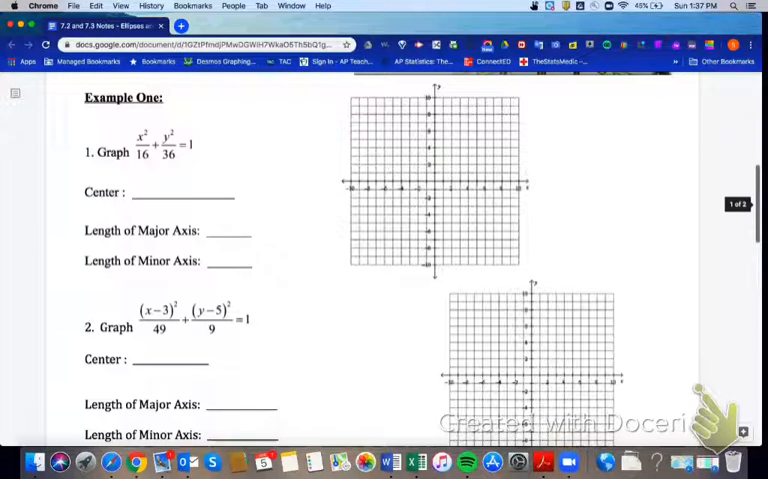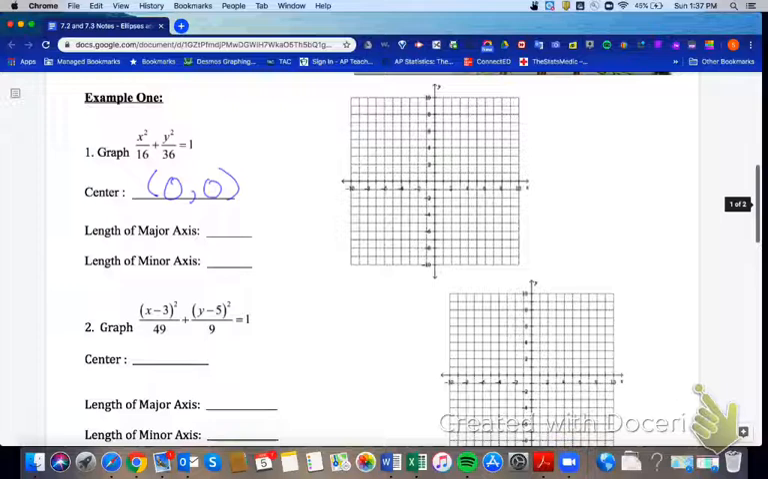So let's look at our first example. On our first example, we need to graph the ellipse x squared over 16 plus y squared over 36 equals 1. Okay, first thing we pick out is the center. The center is (h, k), from (x minus h) squared plus (y minus k) squared. So in this case, when it's just x squared over 16 plus y squared over 36, the h is 0 and the k is 0. So the center of this ellipse is (0, 0).